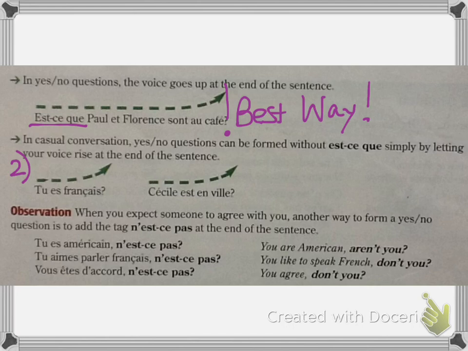Observation. When you expect someone to agree with you, another way to form a yes or no question is to add the tag n'est-ce pas at the end of the sentence. Tu es américain, n'est-ce pas? Tu aimes parler français, n'est-ce pas? Vous êtes d'accord, n'est-ce pas? So again, you're expecting someone to agree with you. This was our kind of third way we talked about. This is like saying right, or don't you, or aren't you. Again, this is also a way that you could ask a question when, as you start to say your statement, you realize, shoot, this needs to be a question. I'm not so sure about this. And you can add n'est-ce pas at the end.